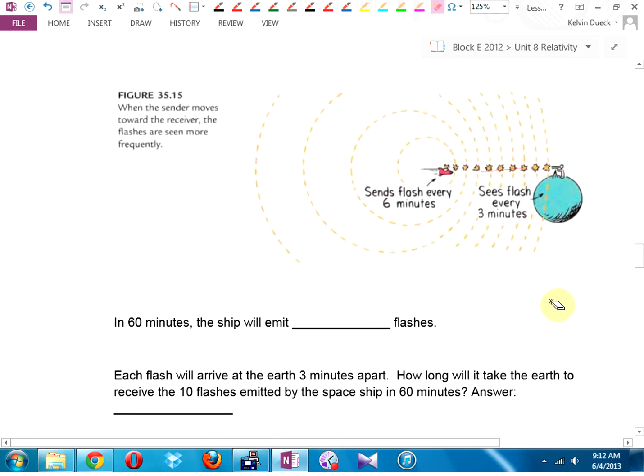In 60 minutes, the ship will emit 10 flashes, one every 6 minutes. The Earth will receive 10 flashes, but they're going to be 3 minutes apart. How long will it take the Earth to receive those 10 flashes that, as far as the ship knows, took 60 minutes to send? 30 minutes.